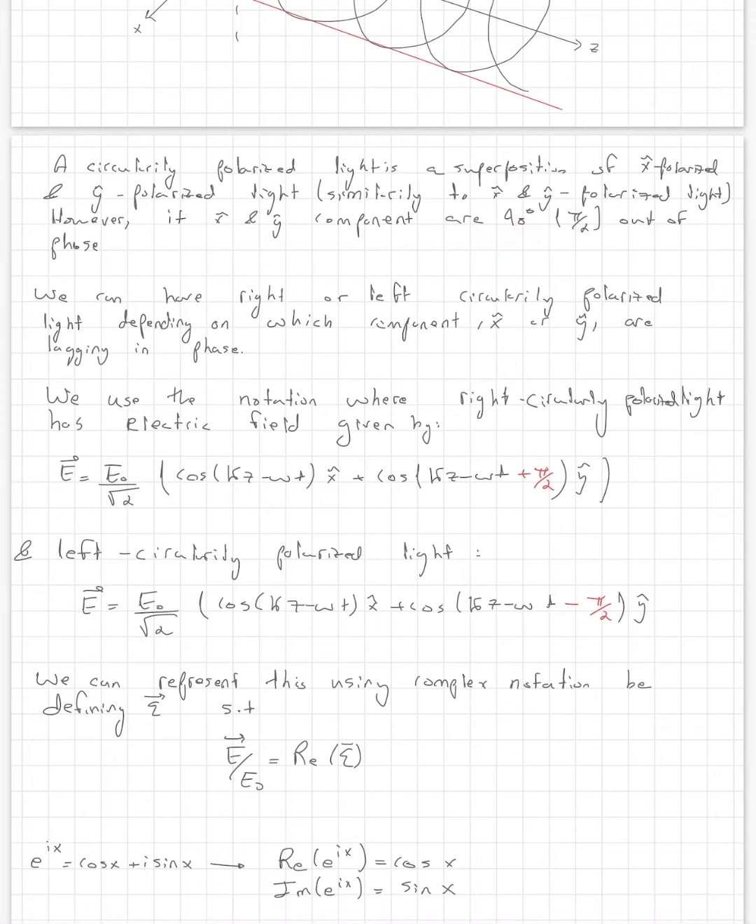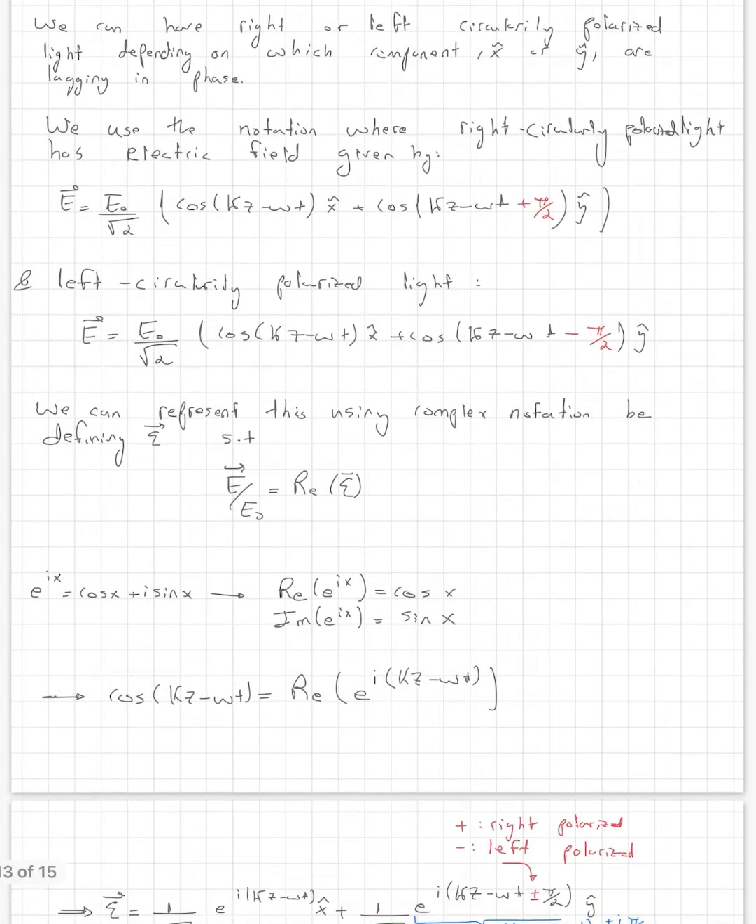phase. So we can either have the right or left circularly polarized light, and we define them based on whether the X or Y component are lagging or ahead in phase. So there's no specific convention as to which one should be lagging and which one should be ahead. So we will use the convention where right circularly polarized light has an electric field given by this formula over here. And as you can see, its Y component is pi over 2 ahead in phase, and left circularly polarized light is given by this formula over here, and the phase of the Y direction is pi over 2 lagging in phase.